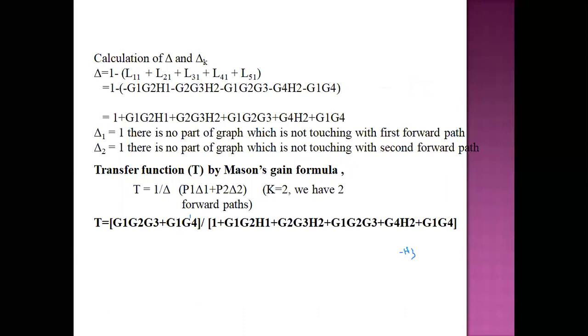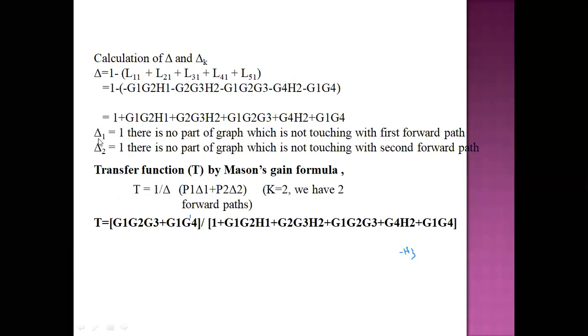Now, we have to formulate the Mason's gain formula. So, what is the delta value? Which is equal to 1 minus summation of individual loop gains plus summation of two non-touching loop gains. As there are no two non-touching loop gains, we consider only individual loop gains. So, substituting the expressions, we get del value equal to 1 plus G1 G2 H1 plus G2 G3 H2 plus G1 G2 G3 plus G4 H2 plus G1 G4.